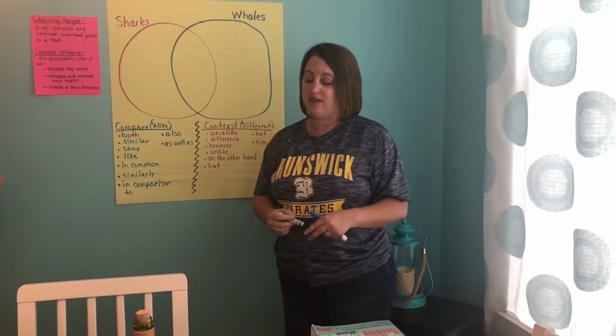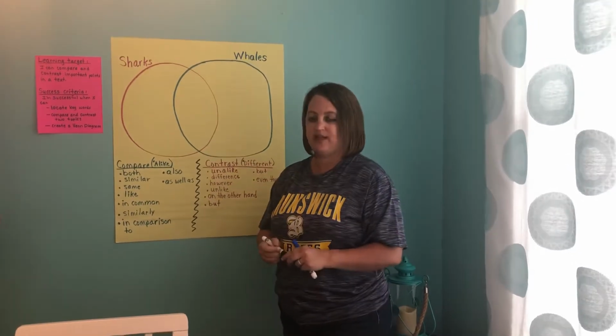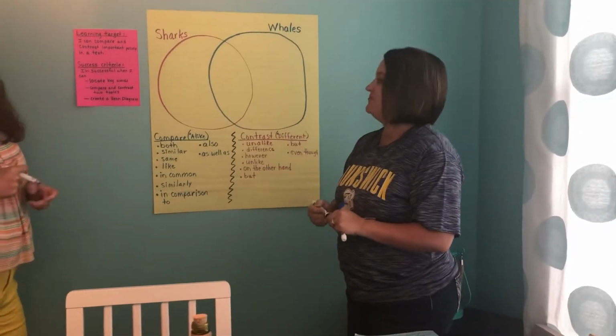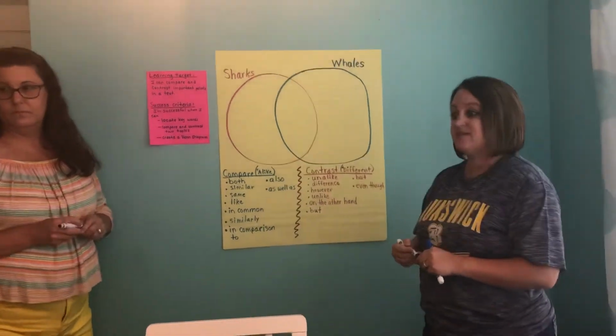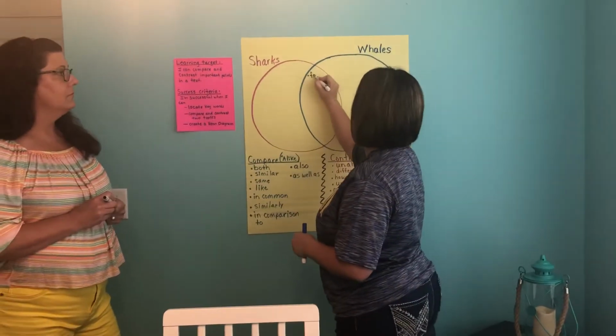So we'll be using these words as we create our Venn diagram, and with the help of Miss Ivy and the internet, we have located some facts about sharks and whales. So let's fill in our chart. Let's begin with how sharks and whales are alike. Both sharks and whales can be found in every ocean.